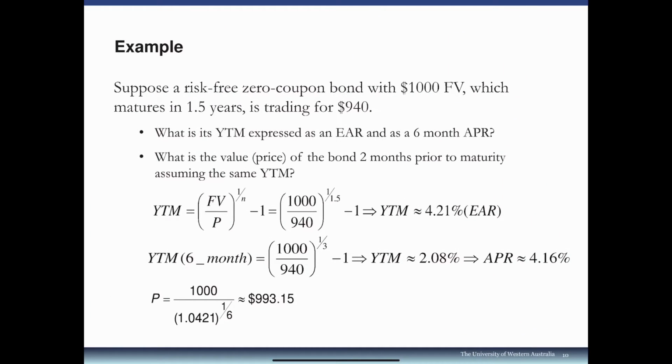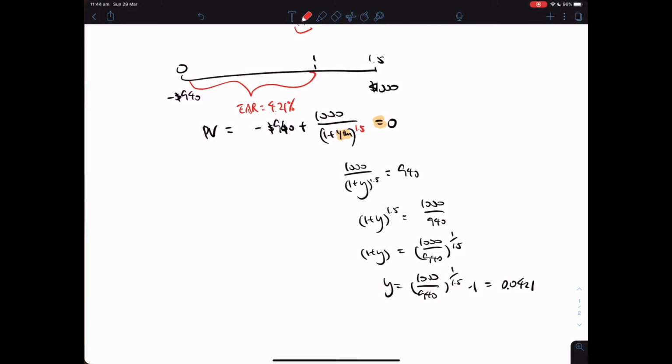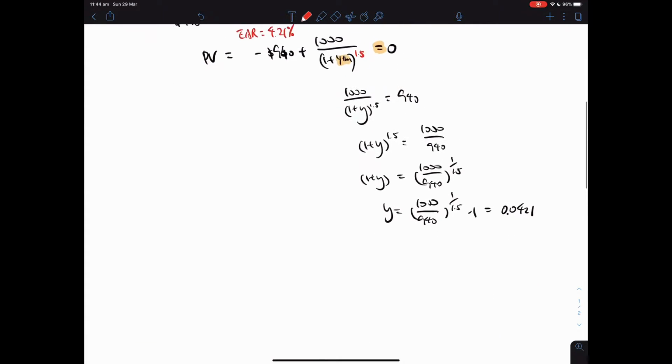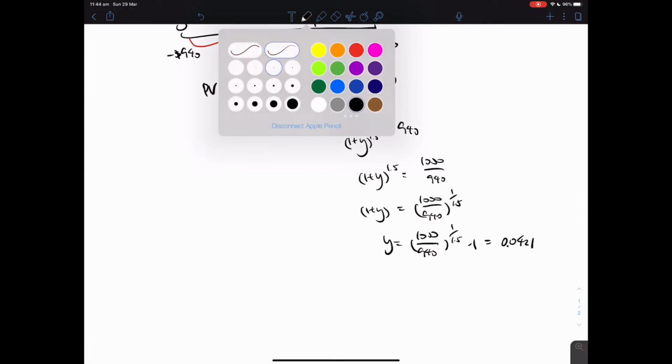And so that answers the first part of the question as an EAR. But how about a 6 months APR? So a 6 months APR, and how do we do it? Okay, let's just redo this again.